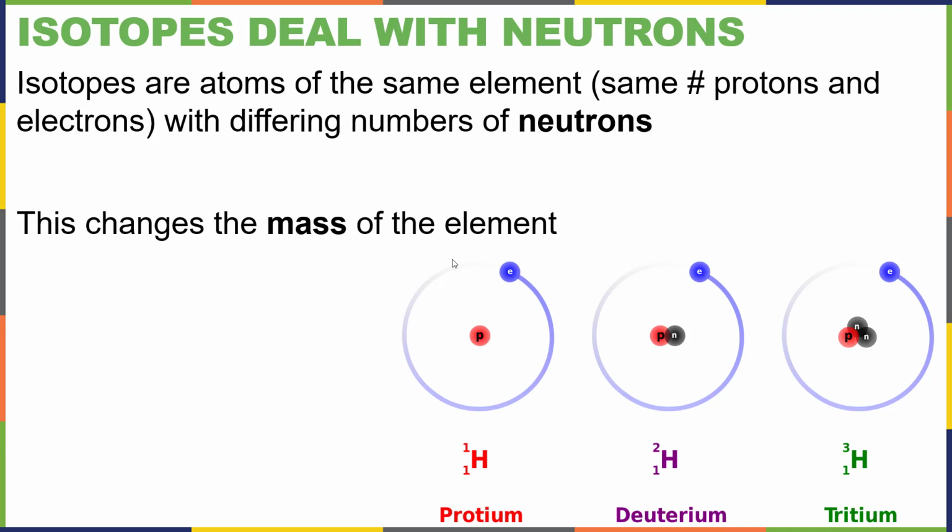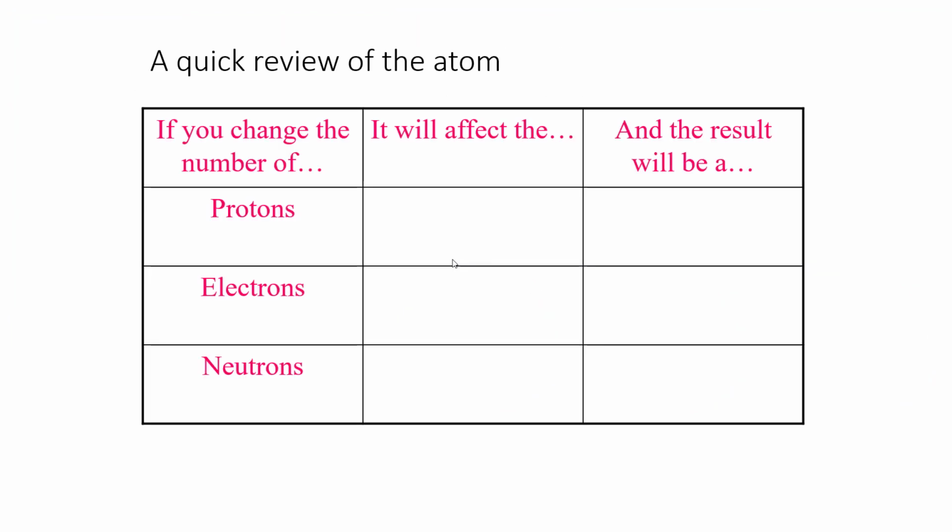In this picture here are the 3 isotopes of the element hydrogen. Hydrogen with 0 neutrons is called protium. Hydrogen with 1 neutron is called deuterium. That is what makes up heavy water, by the way, if you've ever heard of heavy water. And hydrogen with 2 neutrons is called tritium. And again, that affects the mass of the element. But these are all still hydrogen atoms.